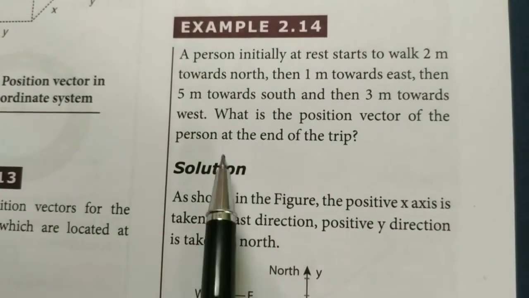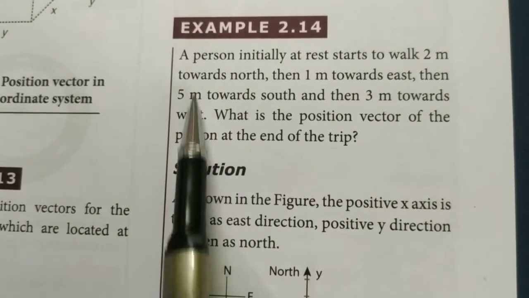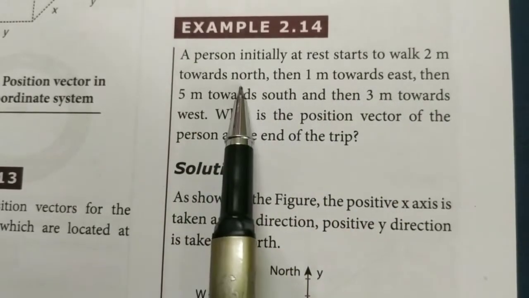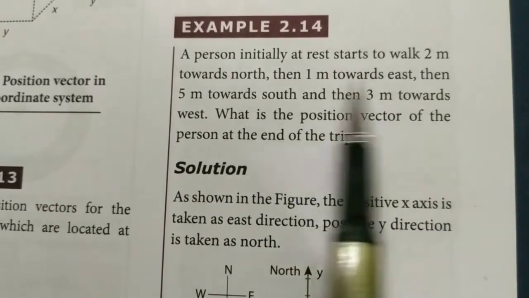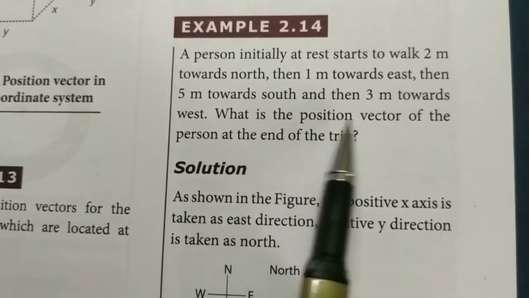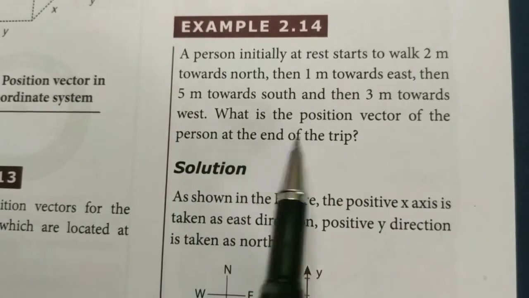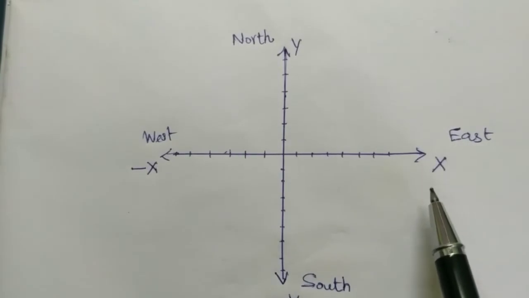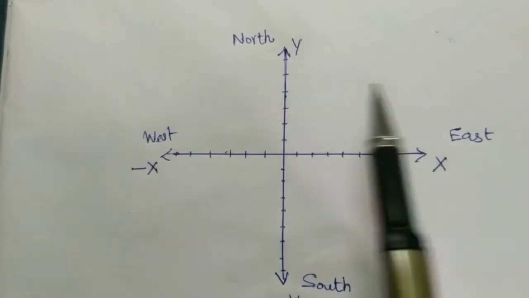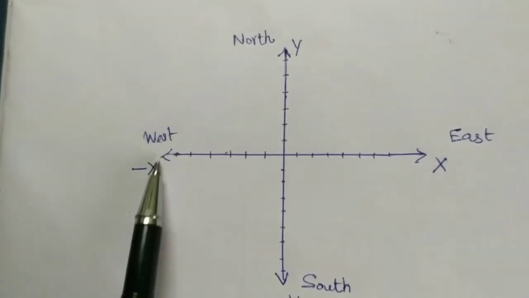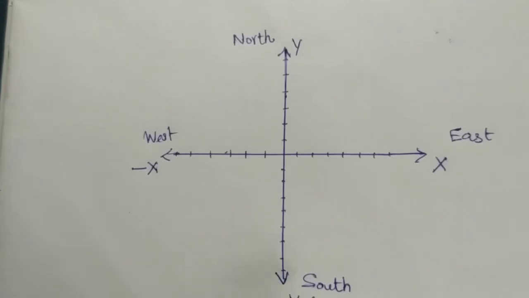So next example 2.14. Here see the problem. A person initially at rest starts to walk 2 meters towards north and then 1 meter towards east, then 5 meters towards south and then 3 meters towards west. What is the position vector of the person at the end of the trip? In this problem, the positive x-axis is taken as east direction and positive y-axis is taken as the north direction. Then here is west and this one is south. Negative y direction represents south.